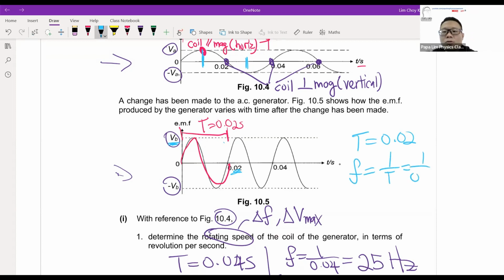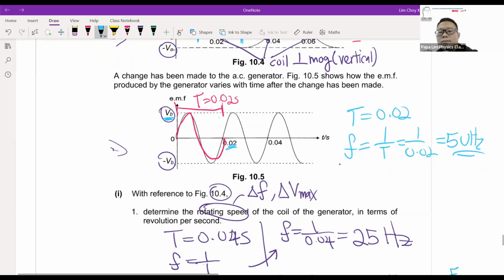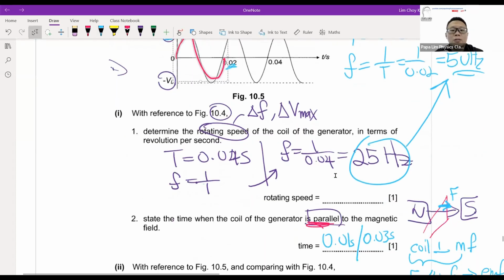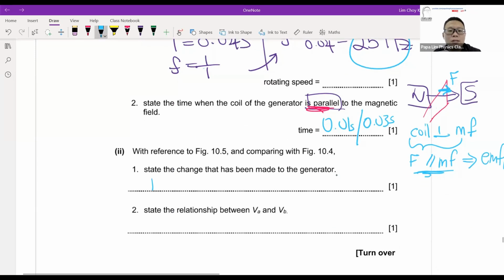It will be 1 over 0.02. You know that the frequency here will be 50 hertz. So just now it was 25 hertz, now it's actually 50 hertz. So in fact, what actually happens is the frequency doubled. And when it's doubled, you'll find that the graph will be shorter, or what we know, the period will be shorter, or the frequency will be higher. So it depends on how you look at it.